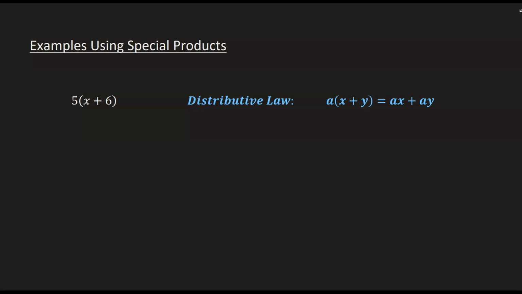If you notice that my 5(x + 6), or my 5 multiplied by the quantity x plus 6, fits the pattern of the first special product that we have seen here, where in this pattern a equals 5, x equals x, and y equals 6. So since it fits the pattern, my product is going to be a times x, which is 5 times x, plus a times y, 5 times 6. And it's complete.